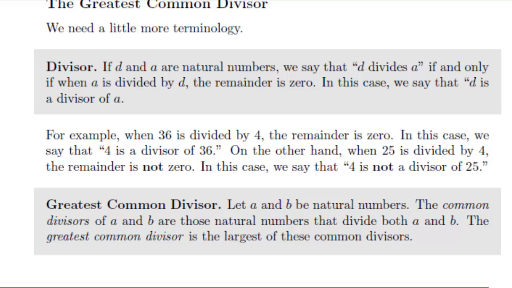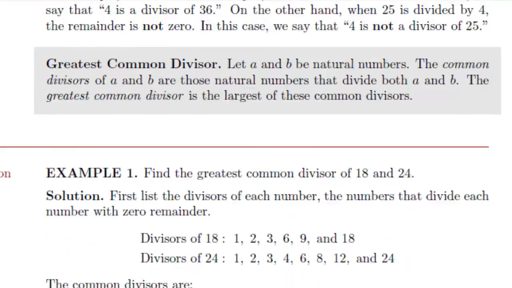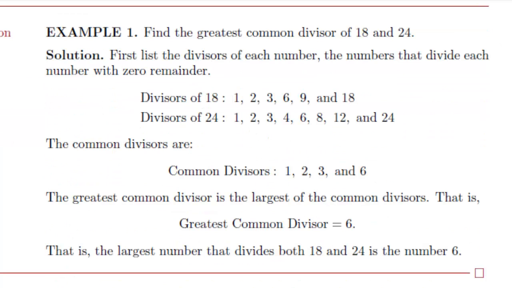Greatest common divisor. Let a and b be natural numbers. The common divisors of a and b are those natural numbers that divide both a and b. The greatest common divisor is the largest of these common divisors. Example 1. Find the greatest common divisor of 18 and 24. Solution. First, list the divisors of each number, the numbers that divide each number with 0 remainder.